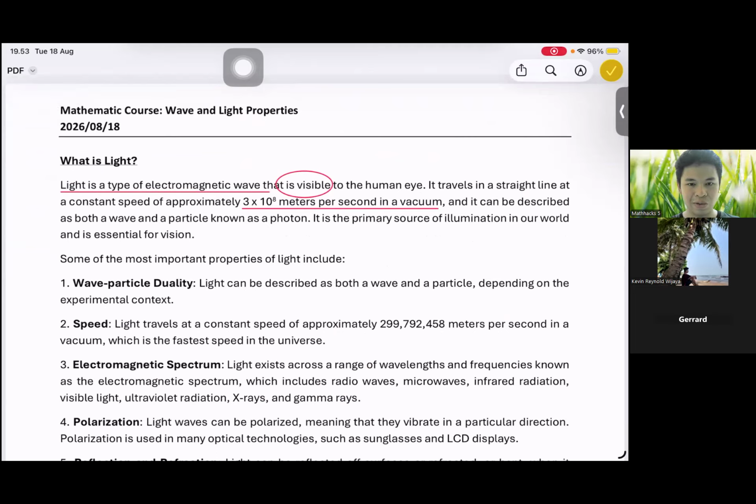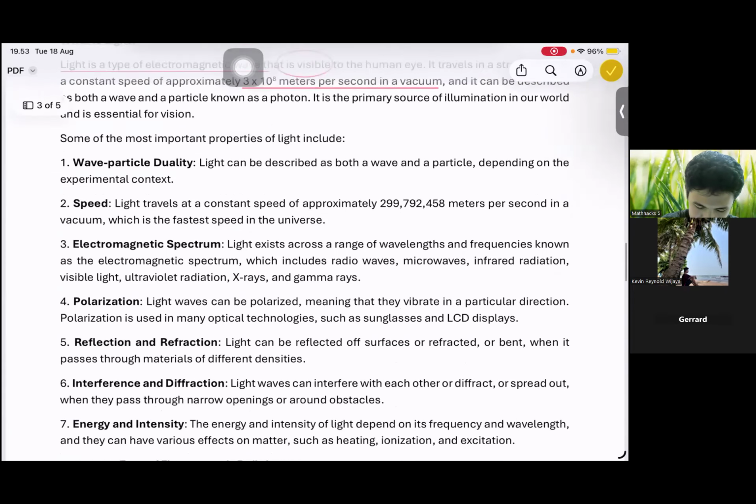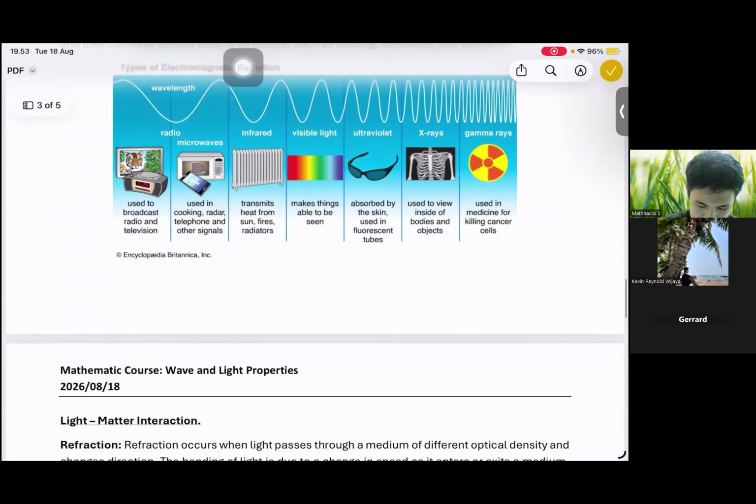Why do we need vacuum conditions? Because if the light travels not in vacuum conditions, the light will have a different speed. Let's say light, okay, here.